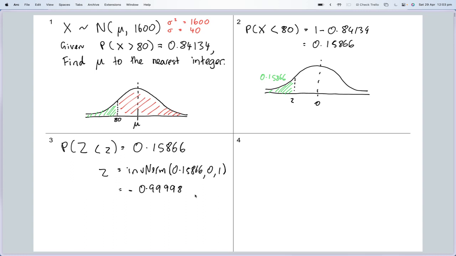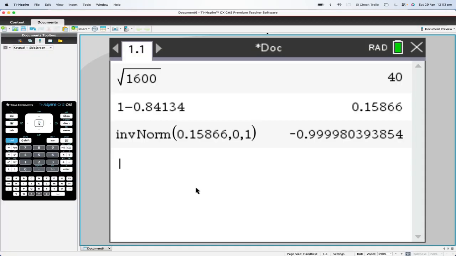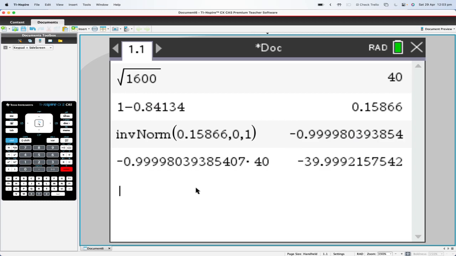Now we can use our formula to work out what the value of mu is. So negative 0.99998 is equal to z, which is x minus mu, so 80 minus mu, which we keep as mu because we don't know it yet, all over sigma, and sigma we worked out before is 40. Now we can calculate the solution. We can multiply both sides by 40, using the full value. That gets us negative 39.999.